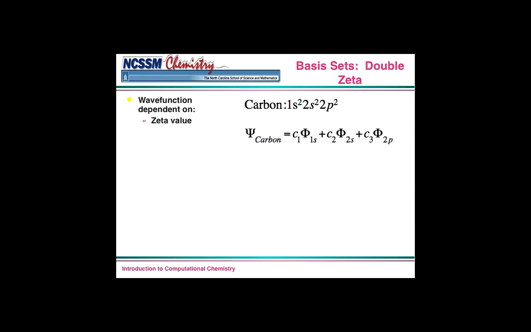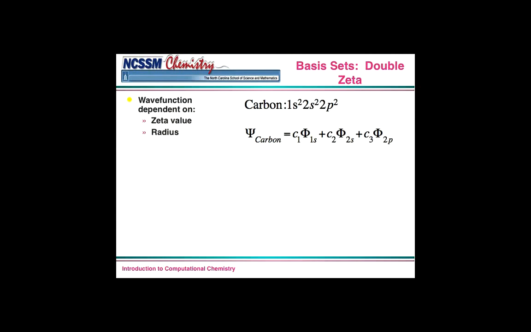So if I want to calculate the wave function for carbon, I'm going to look at that circle with a line in between there, which is a lowercase psi, the lowercase wave function. So I'm looking at the contribution from the wave function on the 1s orbital, the contribution from the wave function on the 2s orbital, and the contribution of the wave function on the 2p orbital. And each one of these is multiplied by a contraction coefficient, which is some multiplier that tells me how much each one of those contributes.